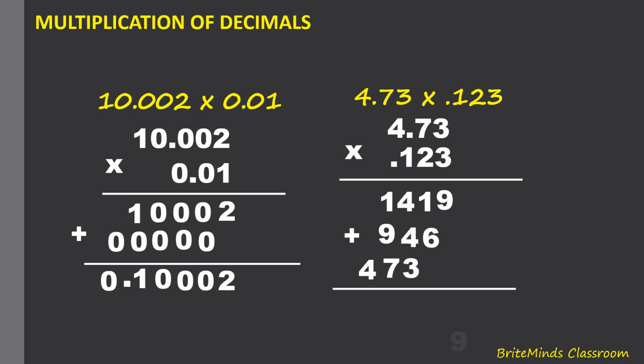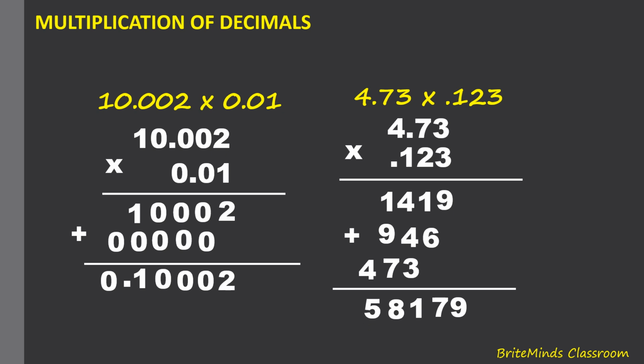Okay, so bring down 9. 1 plus 6 is 7. 4 plus 4 is 8. 8 plus 3 is 11. Bring down 1, carry 1. So 1 plus 1 is 2. 2 plus 9 is 11, plus 7 is equal to 18. Bring down 8, carry 1. And then 4 plus 1 is 5.